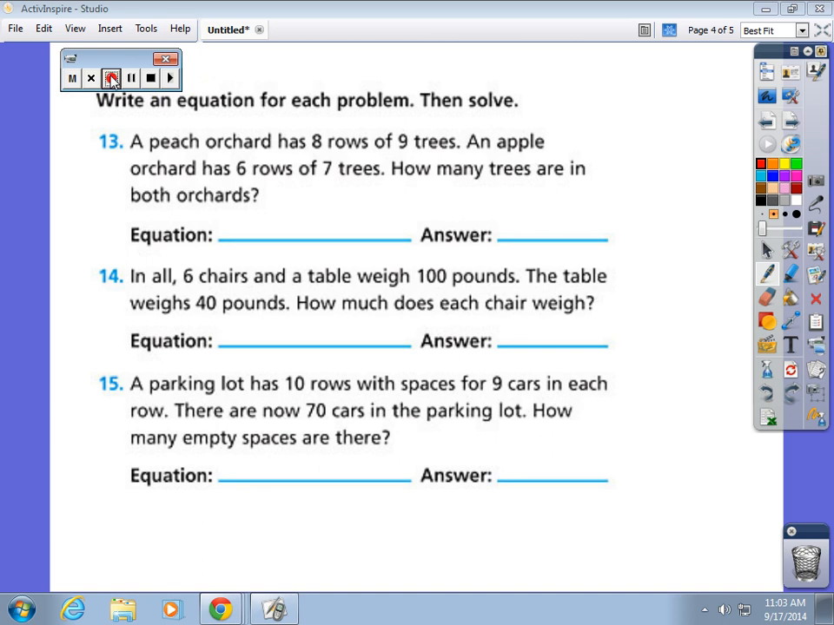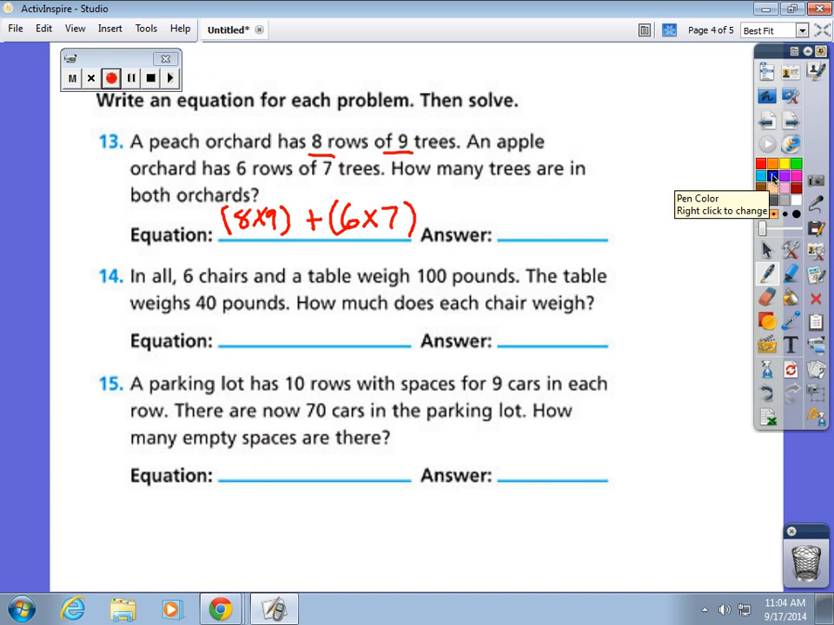A peach orchard has 8 rows of 9 trees. An apple orchard has 6 rows of 7 trees. How many trees are in both orchards? So we want to put them both together, but we do want them separated by our groups of peach plus our apple. So our peach one has 8 rows of 9, so 8 by 9, that's an array. And then our apple orchard has 6 by 7, another array, so 6 times 7. 8 times 9 plus 6 times 7 is what we're trying to solve.